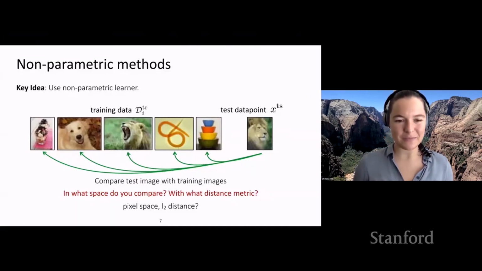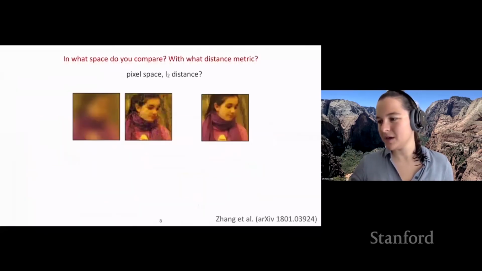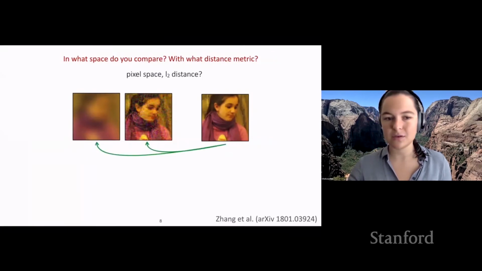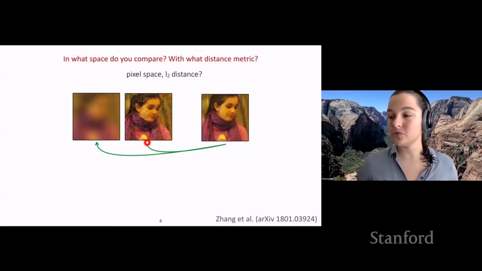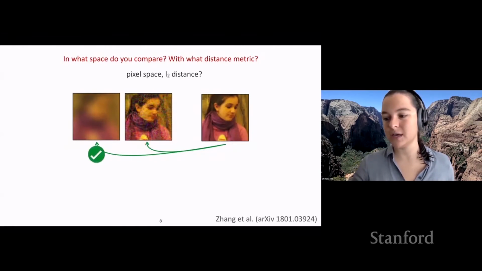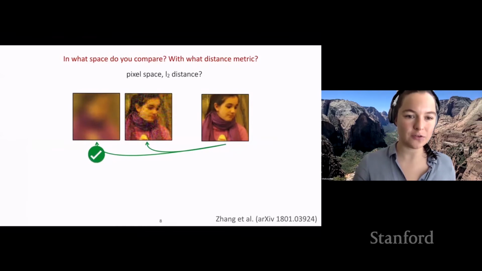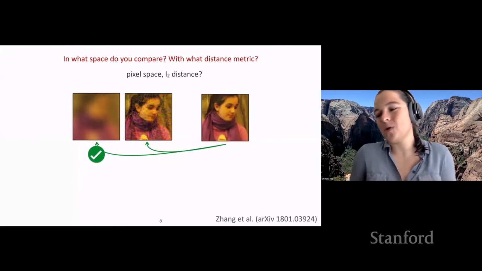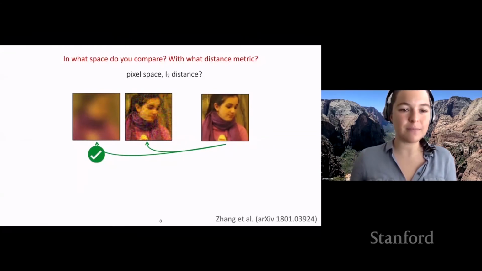But unfortunately, this is a pretty bad idea. For example, this is an example from this paper by Richard Zhang et al., where if you took this image and compared it to these two images, you would think intuitively that it should be closer to this image just because that perceptually looks more similar. But if you actually compute the L2 distance between these two images, it turns out that this one is actually closer in L2 distance than this one. So this is one anecdotal example of why L2 distance might be a bad idea.